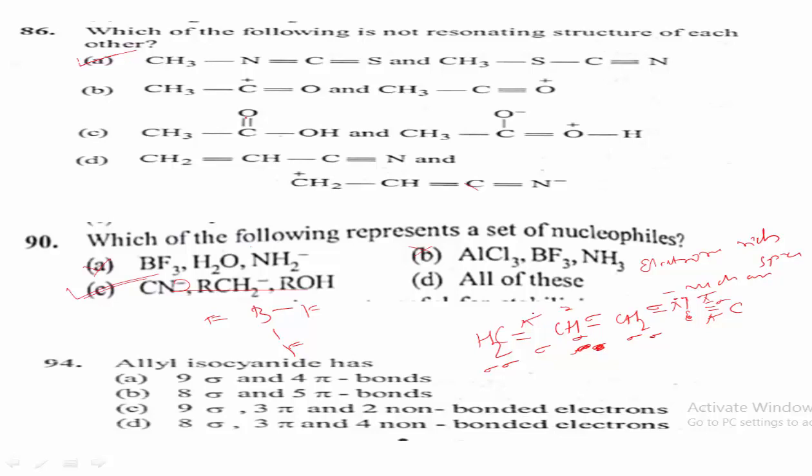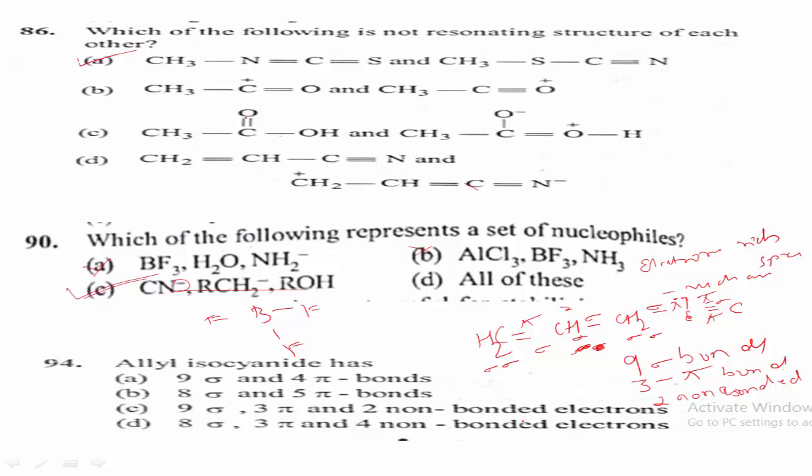Okay, 9 sigma bonds, 2 pi bonds, and 2 non-bonded electrons. Non-bonded electrons present on nitrogen atom.